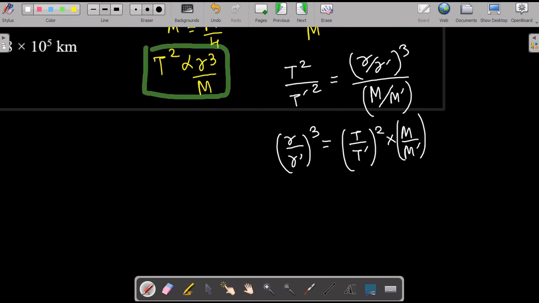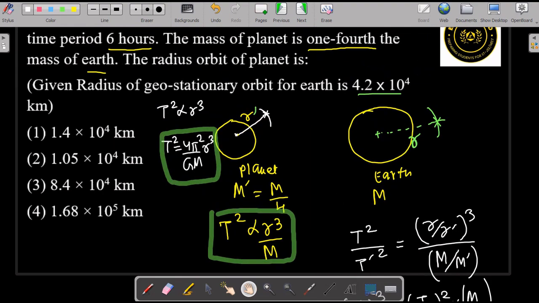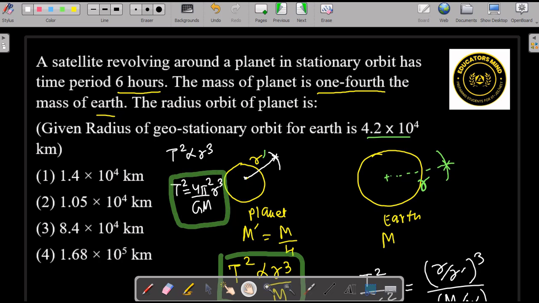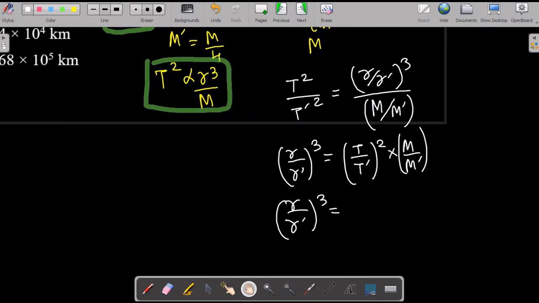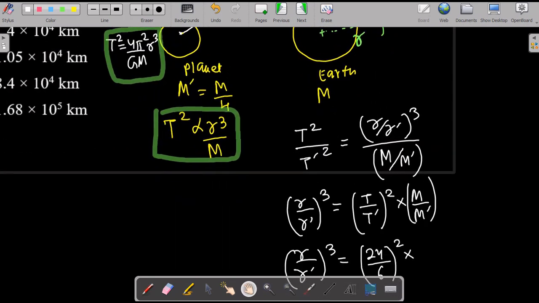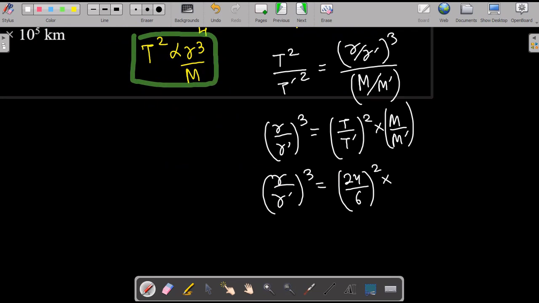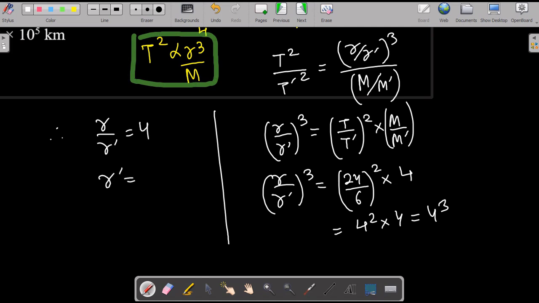Let's substitute the values. So r by r dash whole cube is equal to time periods they have given. 6 hours is for this planet. For earth it is 24 hours, we know that. 24 by 6. What is the mass ratio? M dash is m by 4. Right, so this will become 4 m by m dash. So this is becoming 4 square into 4. Okay, so this becomes 4 cube, right? Now we can remove the cubes. So r by r dash will become 4. So r dash becomes r by 4.